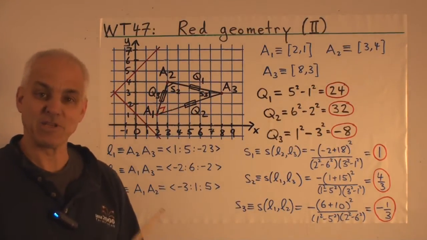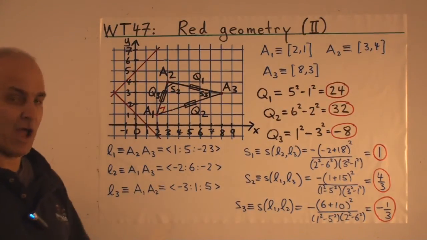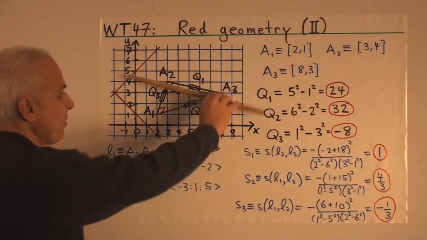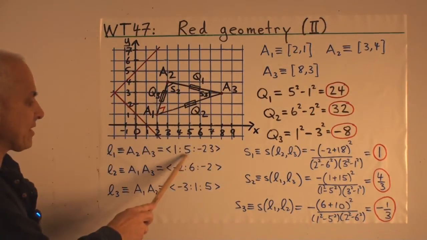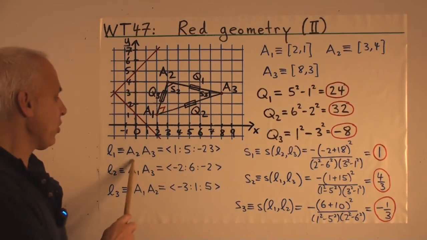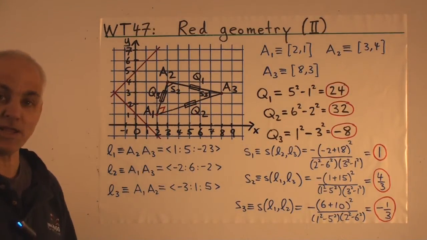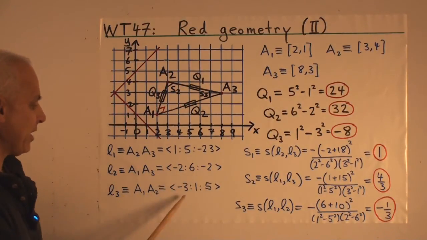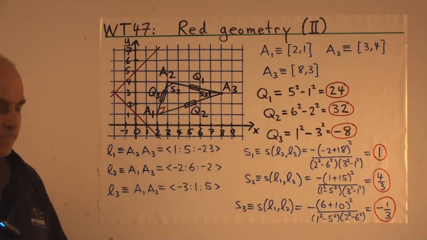Now let's calculate some spreads. For that we need some lines. So the line L1, the line between A2 and A3, this one right here, its form is 1, 5, minus 23. You get that by looking at the points A2 and A3 and using the join of points theorem. Here's the form for L2, here's the form for L3.